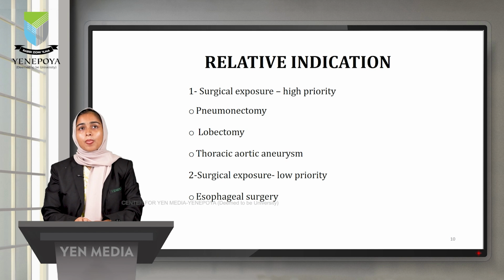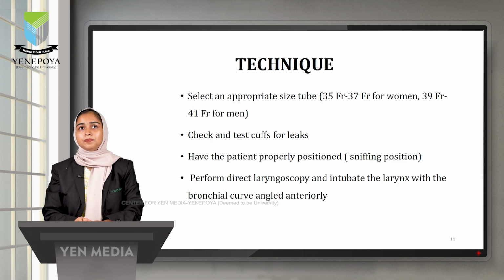Relative indication. Surgical exposure high priority. The procedures are pneumonectomy, lobectomy, thoracic aortic aneurysm. The second point is surgical exposure low priority. The procedure is esophageal surgery.